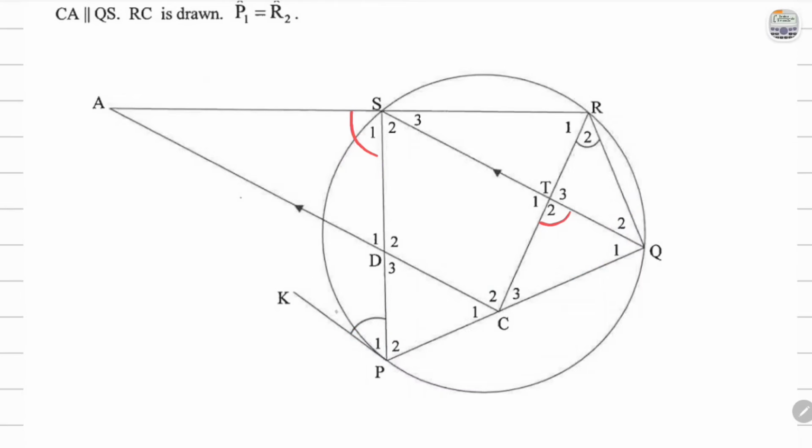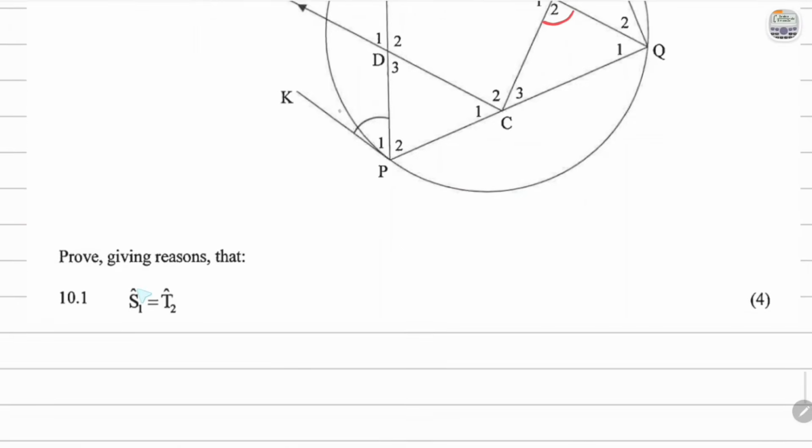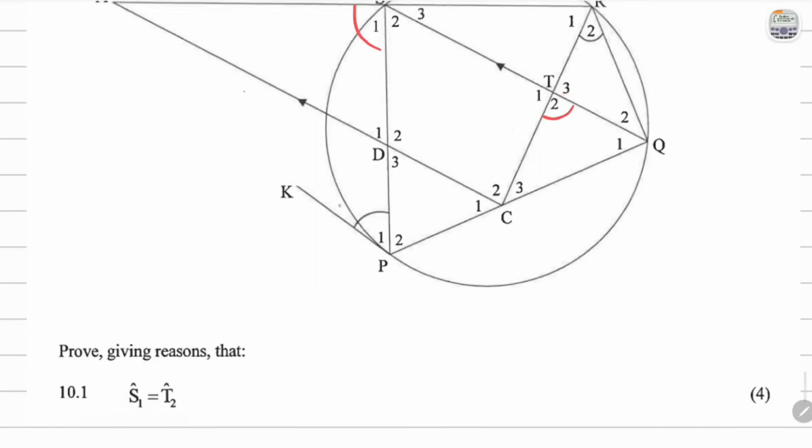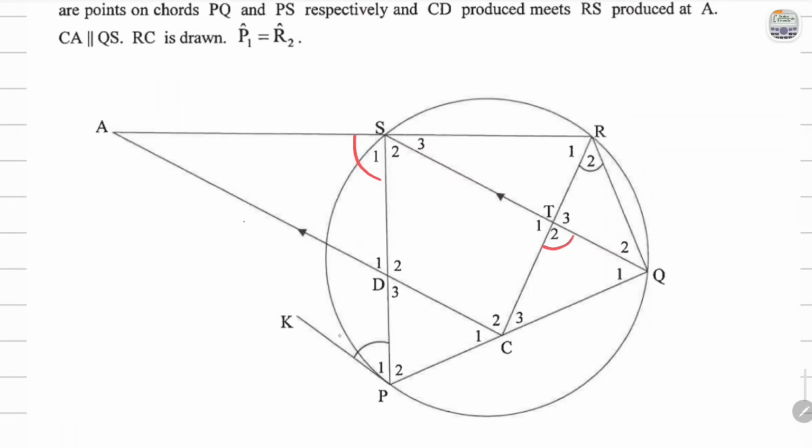In order to prove this, we can focus on the main goals. The main point of this is to show that angle S1 is equal to T2. So we can focus on S1 and T2. Let's focus on forming equations that include S1 and T2 separately.